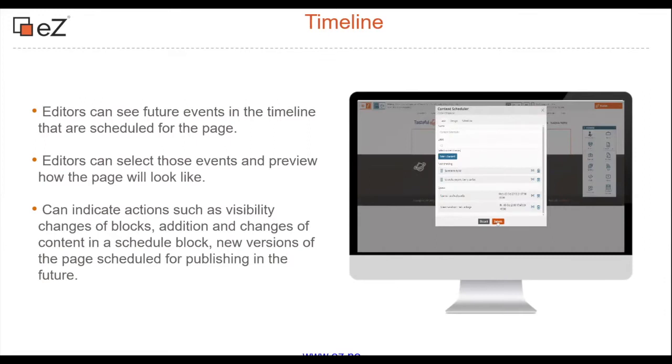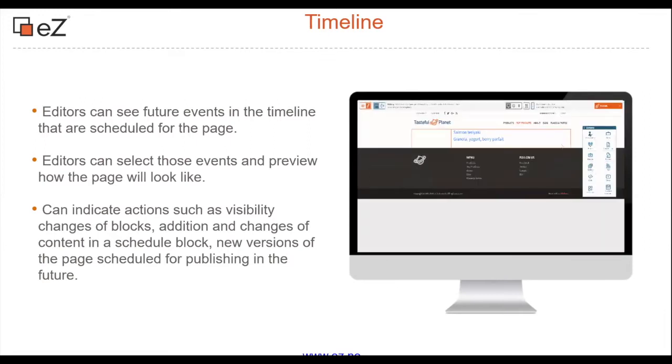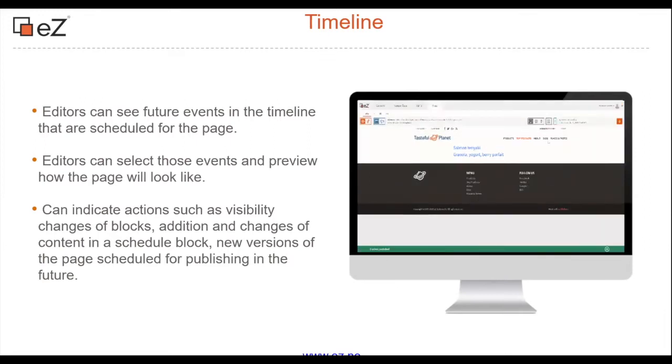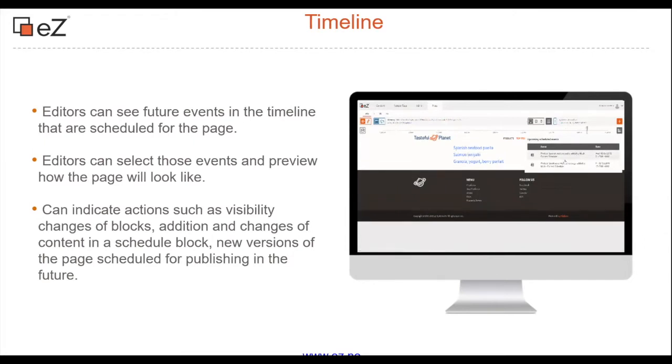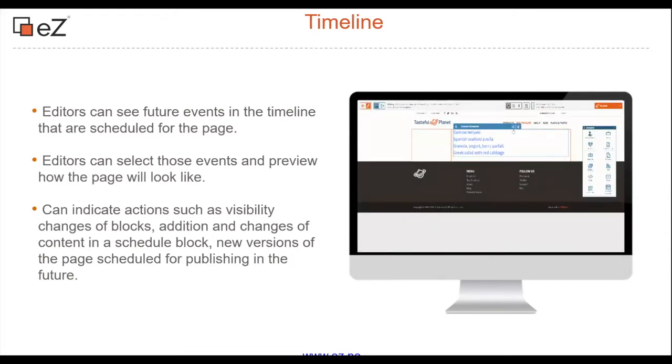So the timeline is a great feature. You can see certain events from a specific date or time. You can use either the calendar view, the timeline view, or look at the event log of all the scheduled events. And I will showcase this momentarily.